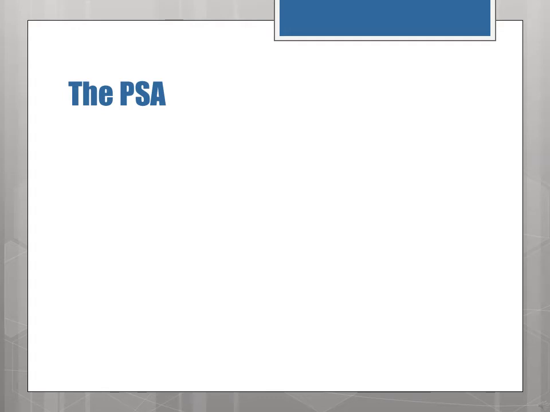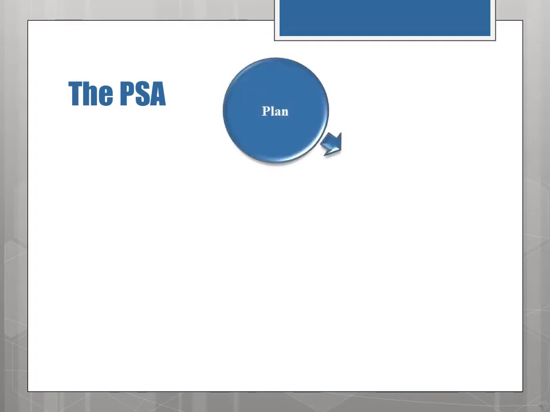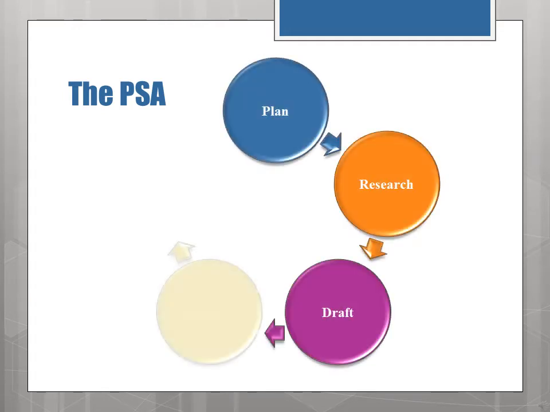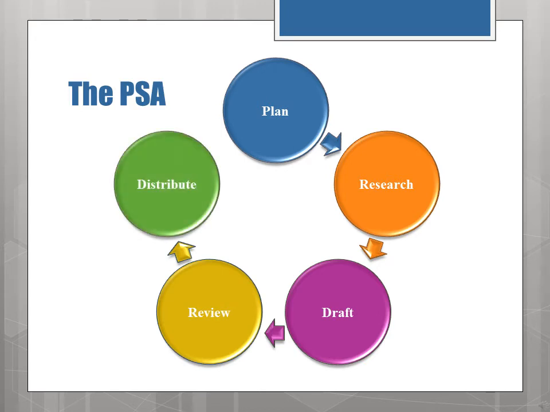The 5 stages of the PSA are plan, research, draft, review, and distribute. I will be going into depth about each stage in subsequent slides. It's important to know that the first 3 stages, and sometimes the 4th, aren't necessarily a linear process. Sometimes you'll start with research, and sometimes you'll move back and forth between these steps several times before you're finally ready to distribute your document.